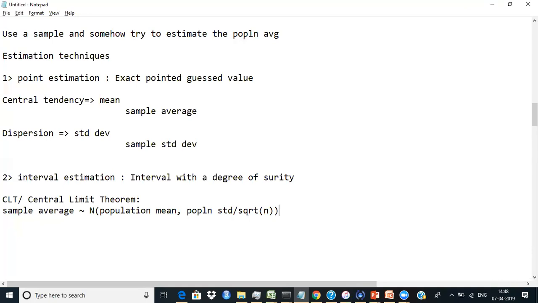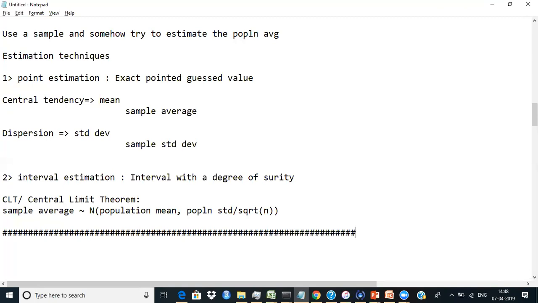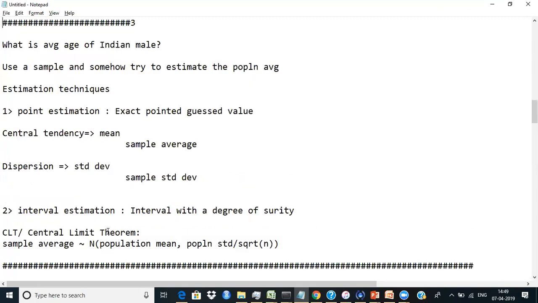Central limit theorem states that sample average follows a normal distribution where the mean of the normal distribution is the same as the population mean and the standard deviation is the population standard deviation divided by square root of the sample size. Now let's understand this with an example. Let's take the same example where we were trying to estimate the average age of Indian males.